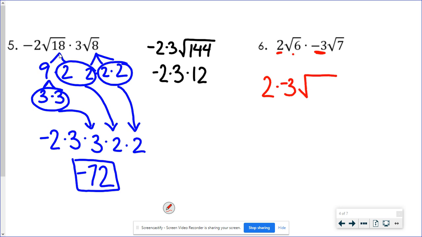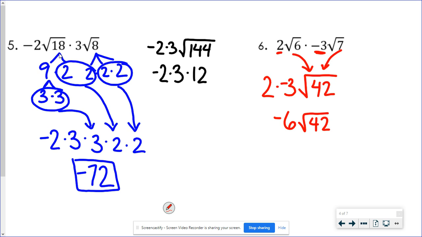And then the 6 and the 7 are both going to multiply together to become a 42. So this is going to be -6, rad 42. Many people see 42 and you think, oh, it's such a big number. There's got to be pairs in there, right? And 42 actually doesn't have any pairs.